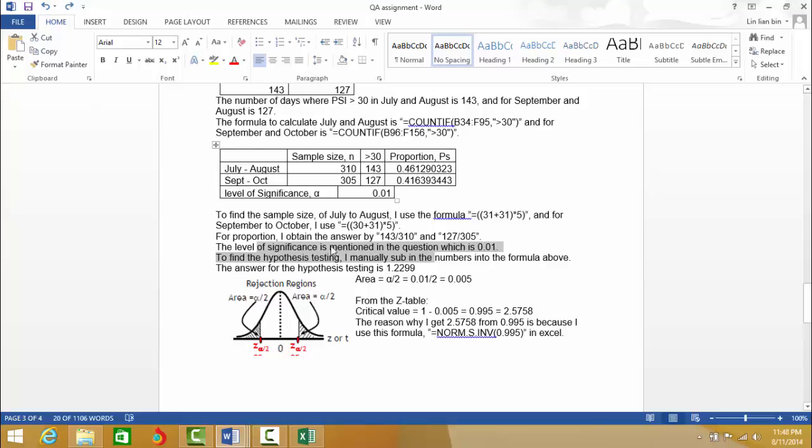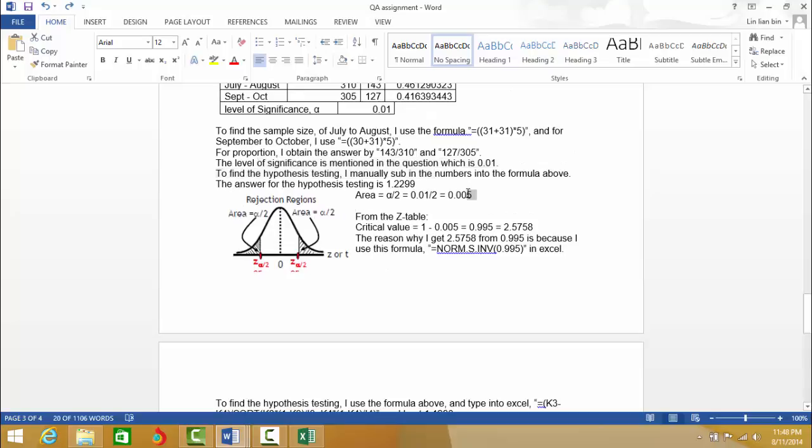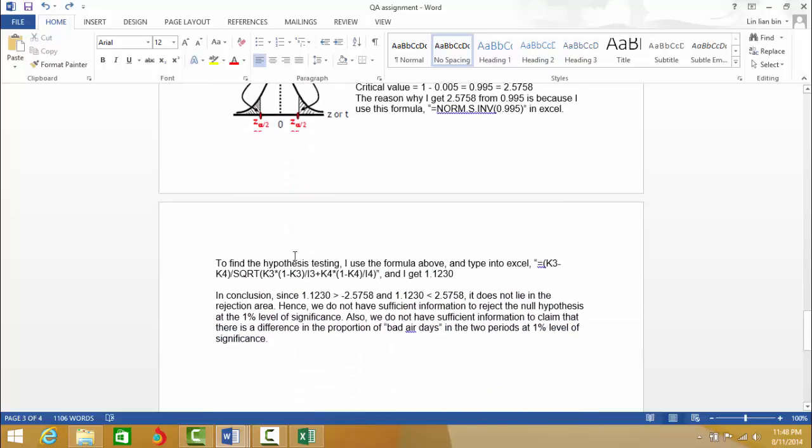The answer for the hypothesis testing is 1.229, and this is the area for additional information, which can be shown around here, the rejection area. And from the Z table, the critical value equals 1 minus 0.005, and we got this answer. Using NORM.S.INV in Excel, to find the critical value, I type the formula into Excel, and I got 1.1230.